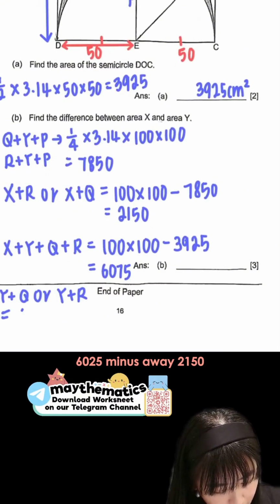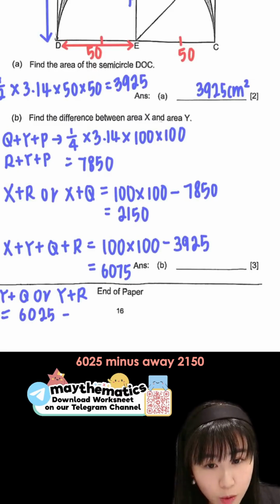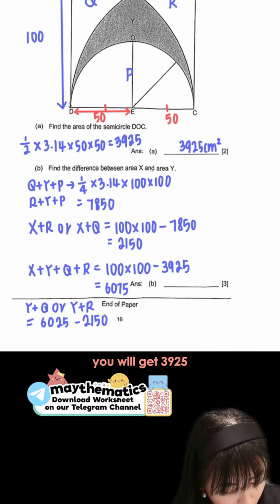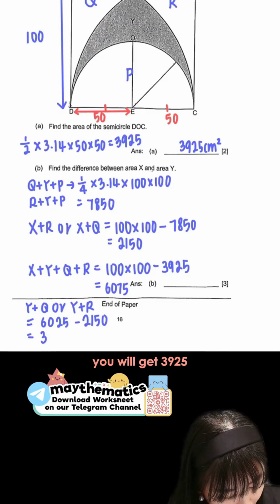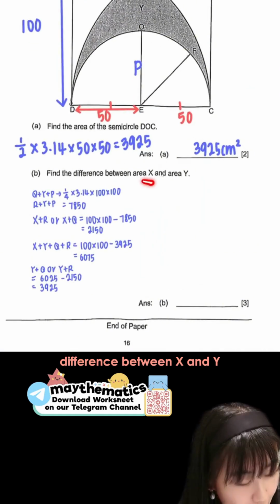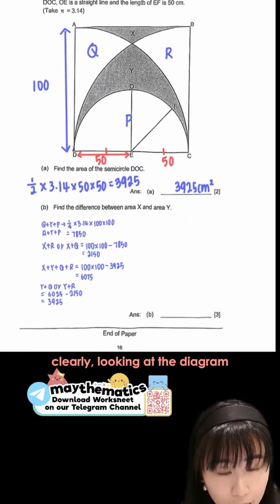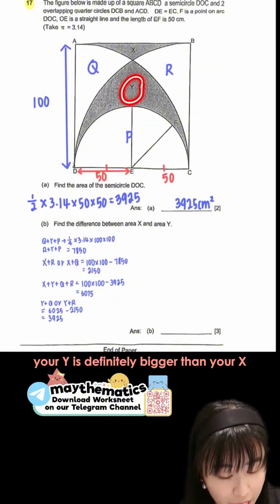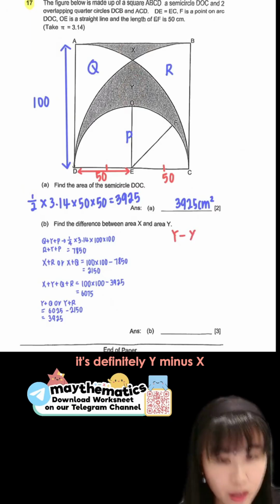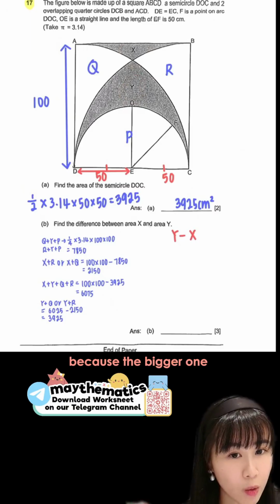Yeah? 6075 minus away 2150. Okay? You will get 3925. We are trying to find the difference between x and y. Clearly, looking at the diagram, your y is definitely bigger than your x. So when they're asking for the difference, it's definitely y minus x, not x minus y, because the bigger one must minus the smaller one.